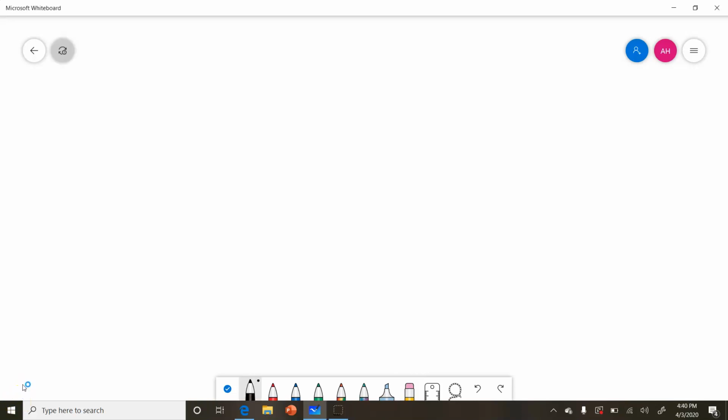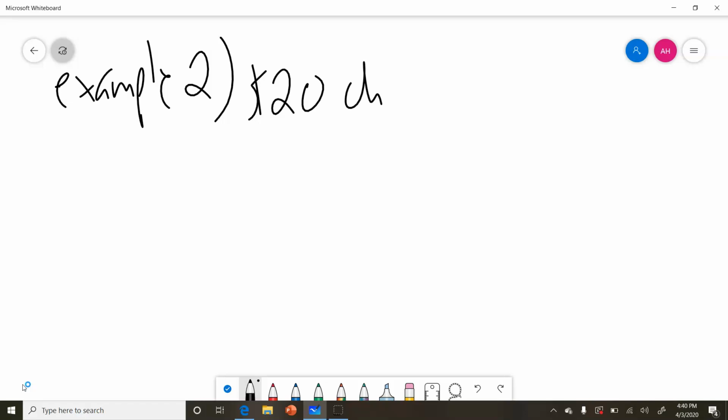A chart based on information. Sometimes they'll give us information that looks like this. If you want to follow along, this is example 2. He has $20 for church. He spends $20 on church, $15 on savings.